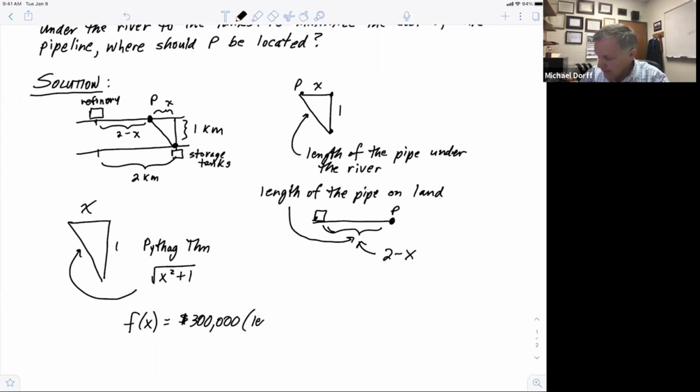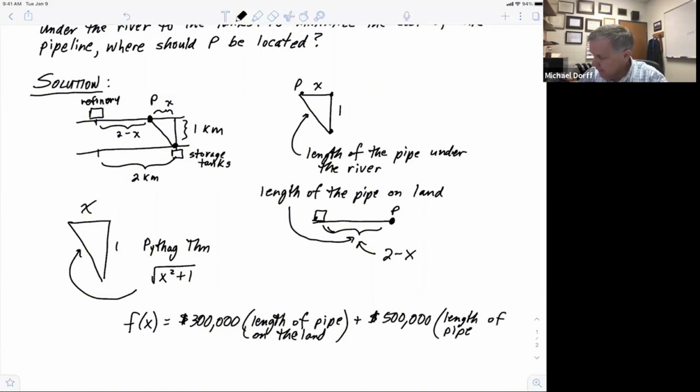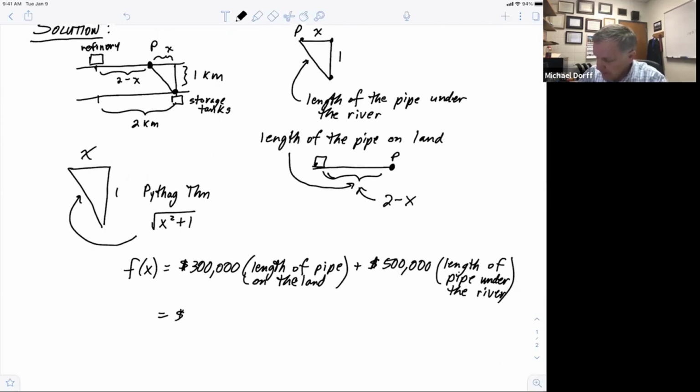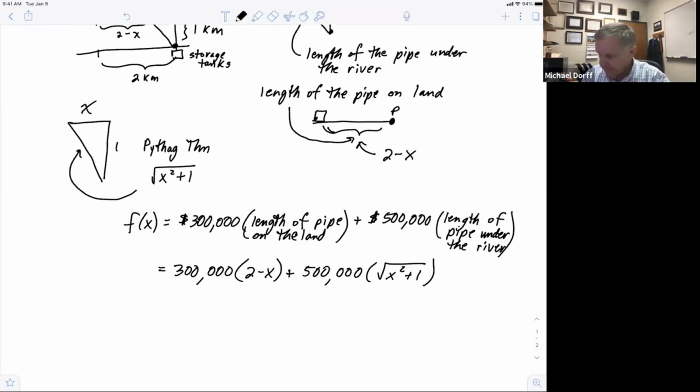So that's going to be $300,000 times length of pipe on the land plus $500,000 times length of the pipe under the river. So what are those numbers? So I'm going to write like just 300 here, 300,000. The length of that pipe we said was 2 minus X plus 500,000 times the square root of X squared plus 1. Now, I can go ahead and drop the 100,000. It's not going to affect it.